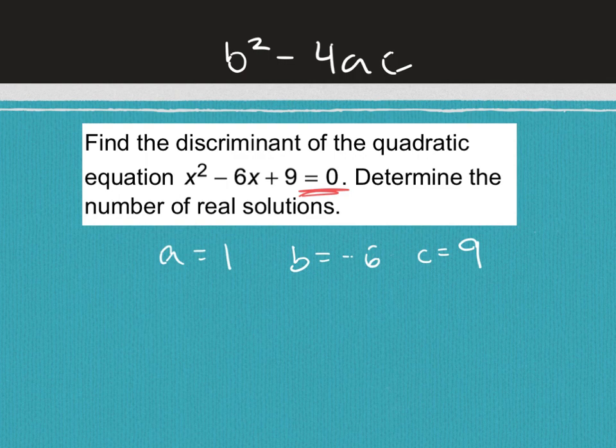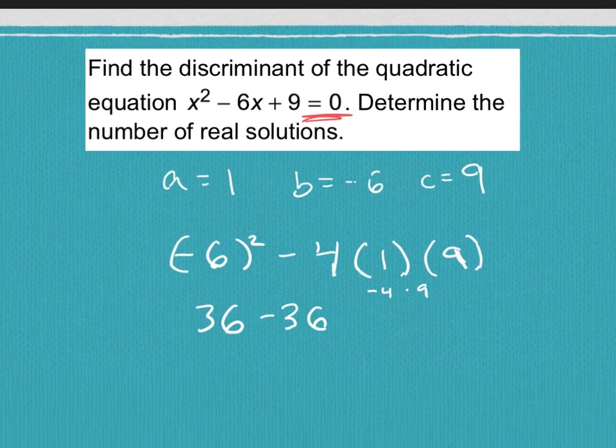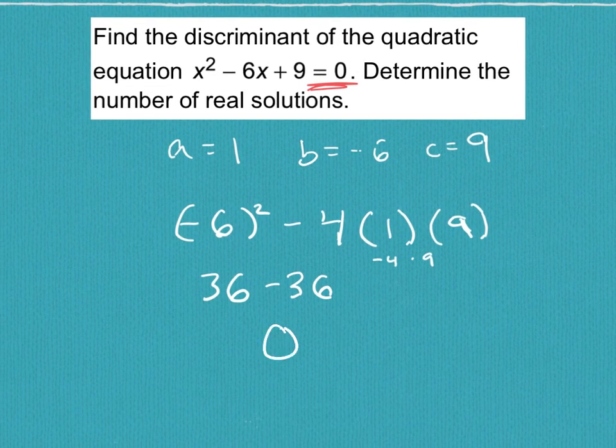So b would be negative 6 squared minus 4 times a, which is 1, times c, which is 9. What is negative 6 squared? 36. And then what's negative 4 times 1? Negative 4. And negative 4 times 9? Negative 36. What's 36 minus 36? 0. So 0 is our discriminant, and how many solutions do we have? 1 real solution.